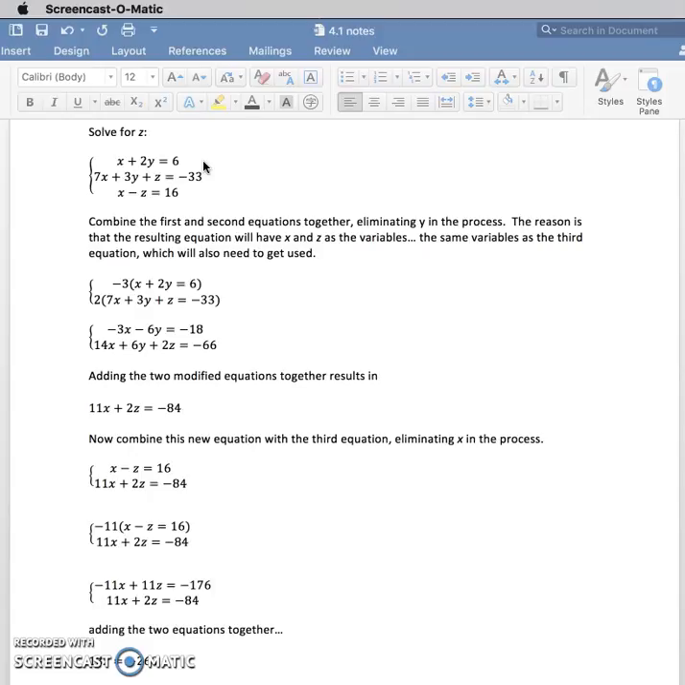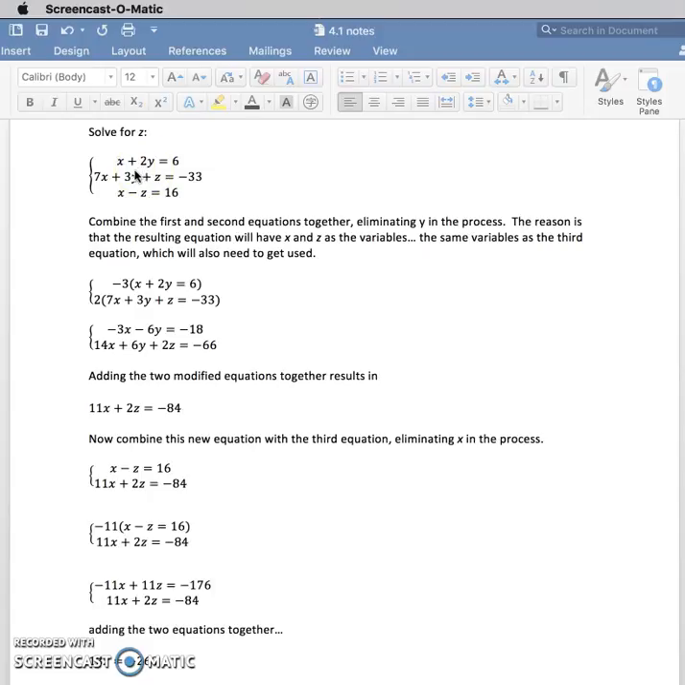So go ahead and do cartwheels if you see one of your original equations only having two variables in it. Anyway, we'll combine the first and second equations together, and by doing so, we're going to eliminate y. The reason I'm eliminating y is because look at the third equation. See how it only has x and z in it? When I combine equations 1 and 2, I have to get rid of the y variable. That way I can end up with another equation with x and z in it.